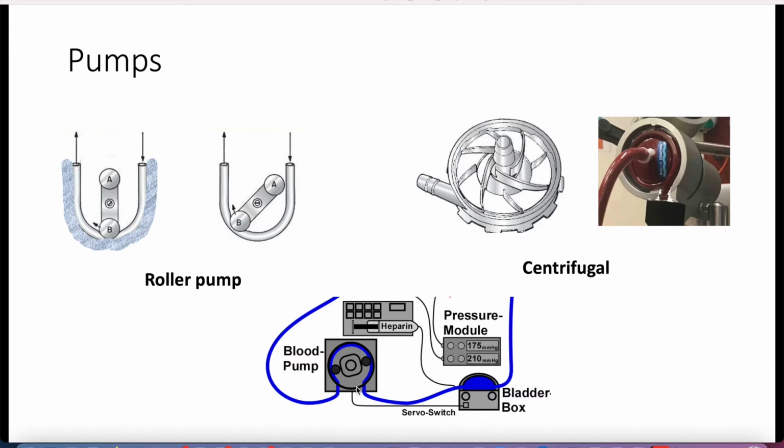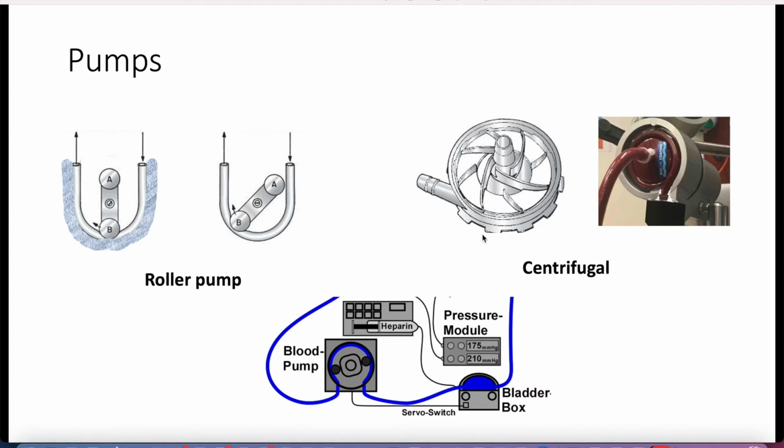The pump pumps the blood from the bladder continuously. If the pump pumps more blood than what comes in through the drainage, the bladder will start collapsing, which will then trigger the servo switch that slows down the pump revolution to prevent excessive negative pressure being applied. In worst case scenario, the bladder will completely collapse and the pressure will not be transmitted to the patient.